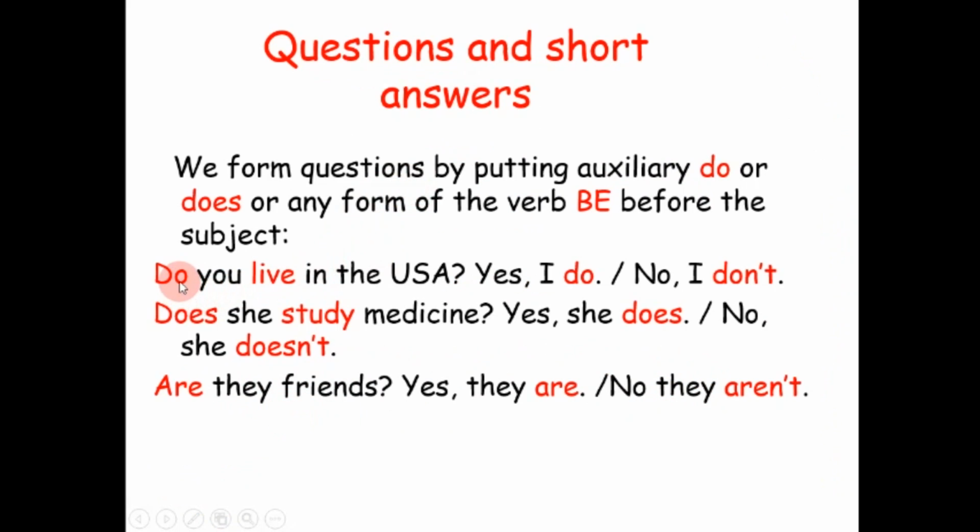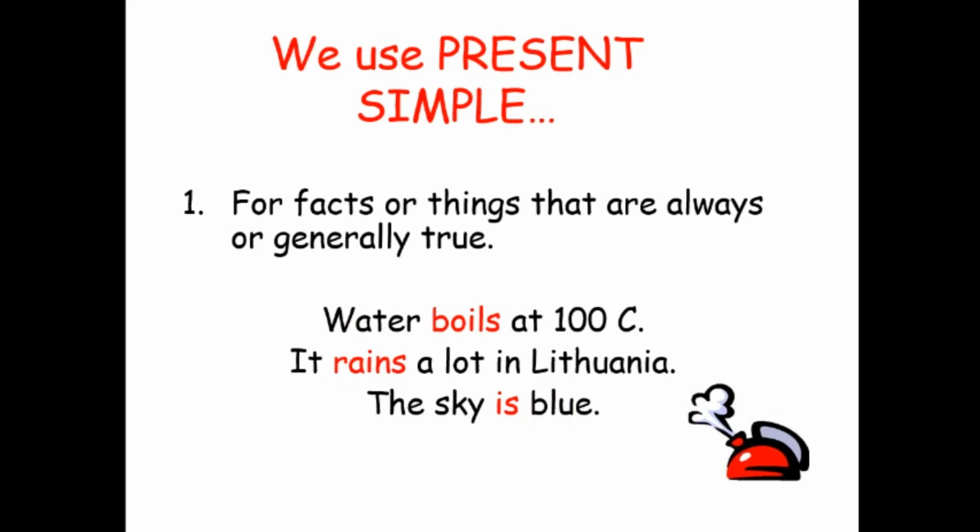In questions we use do or does. Do with plural pronouns, does with singular pronouns, and the verb in verb 1 or infinitive. Do you live in the USA? Yes, I do, or no, I don't. Does she study medicine? Yes, she does, or no, she doesn't. Are they friends? Yes, they are, or no, they aren't. This is with verb be. We have finished the formation.